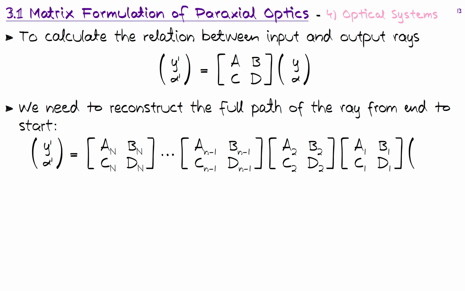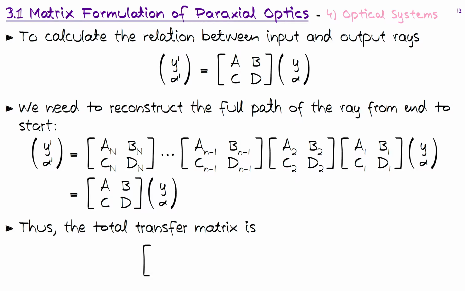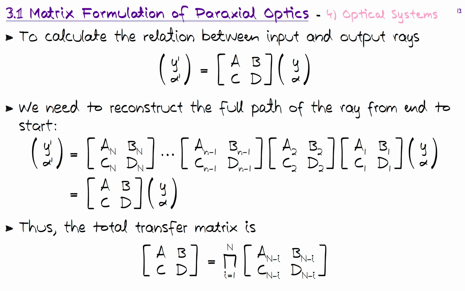and we start by having the input ray multiplying the first matrix. And we can do the matrix multiplication, so we can multiply all these matrices together. And of course, we will get the composite matrix simply in this form. So by explicitly writing the total transfer matrix, it's basically the multiplication of all these matrices in order.